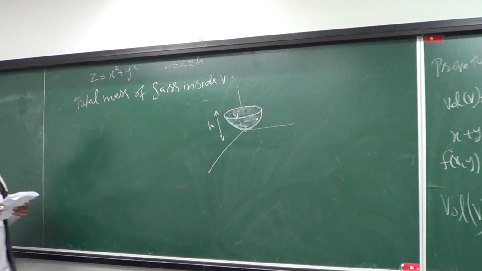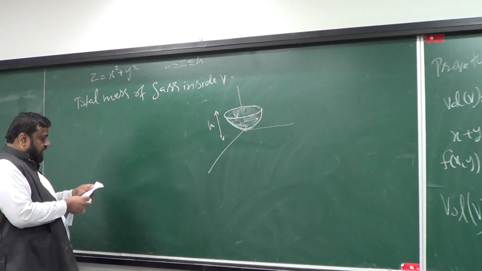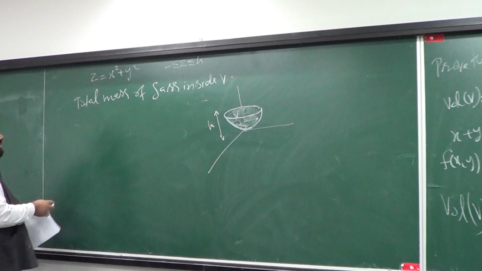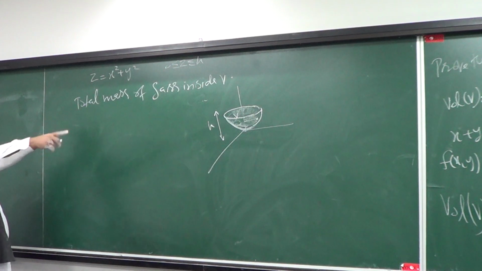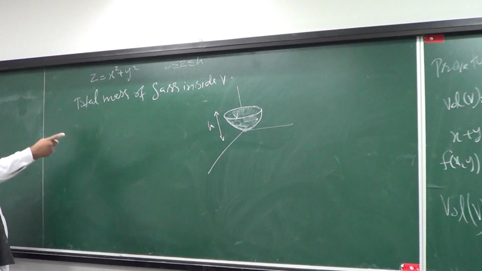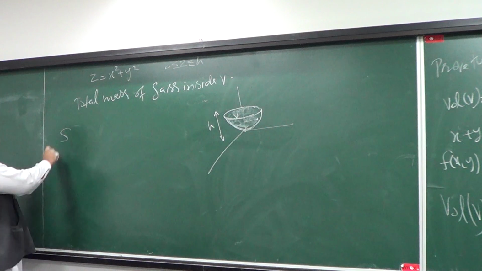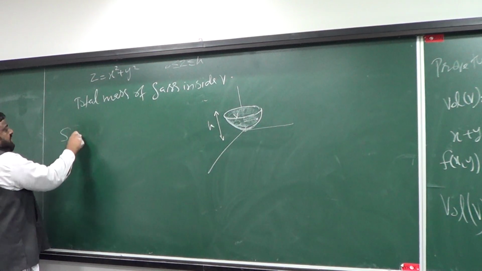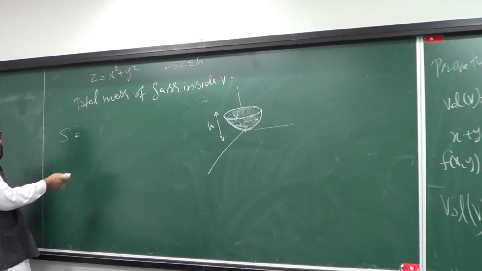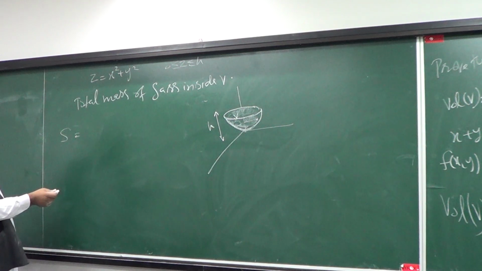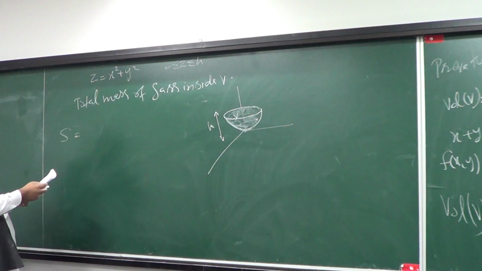So if it is type 1, what would be the projection of it? So what should be the projection of this actually? It's going to be a disk. So S is a disk. Okay, and do we have a restriction over the disk?